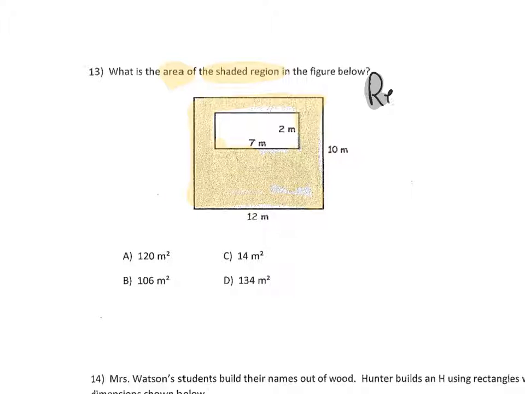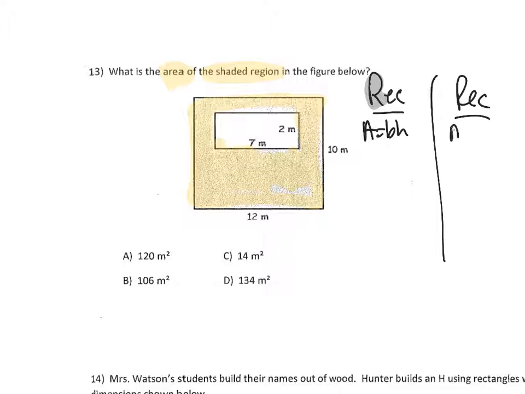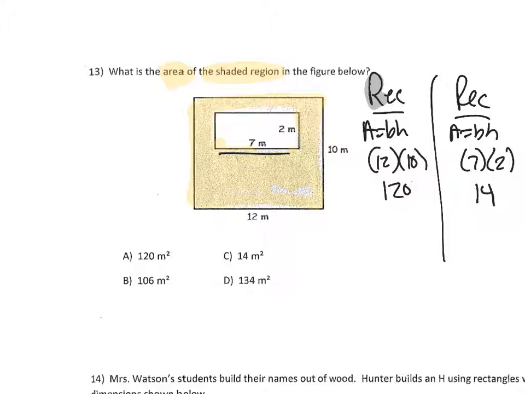Rectangle and a rectangle, same formulas. So it's base times height, and it's base times height. So we'll do the shaded region first, or the entire shape. So base is 12, height is 10, so that'd be 120. The base for our cutout rectangle was 7, height was 2, so that's 14.